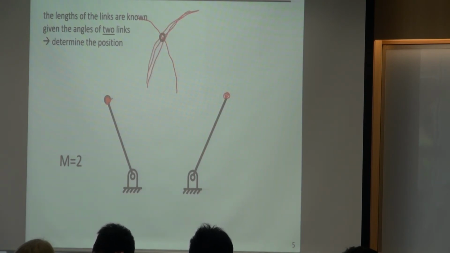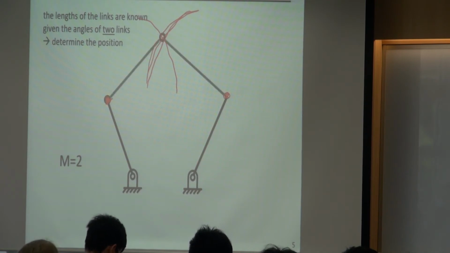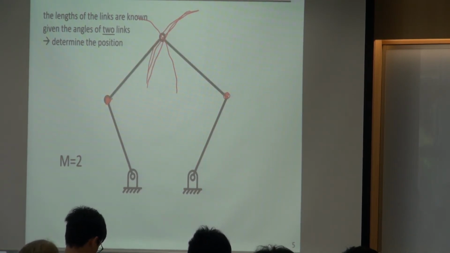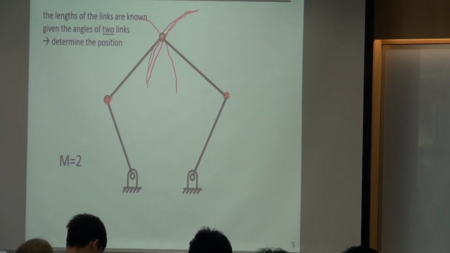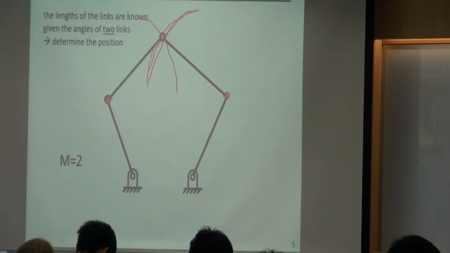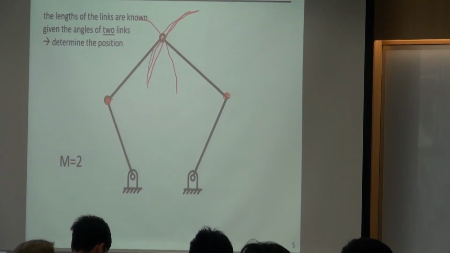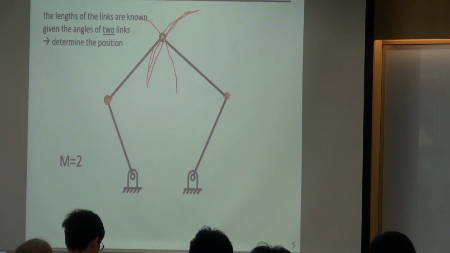Then once you find an intersection, that's the position of a joint. So you just connect this point to the other 2 joints. Then you can find the position of this 5 bar linkage. It's the same as the 4 bar case, but the only difference is we need to define 2 angles first. And here I define theta 2 and theta 5 first.